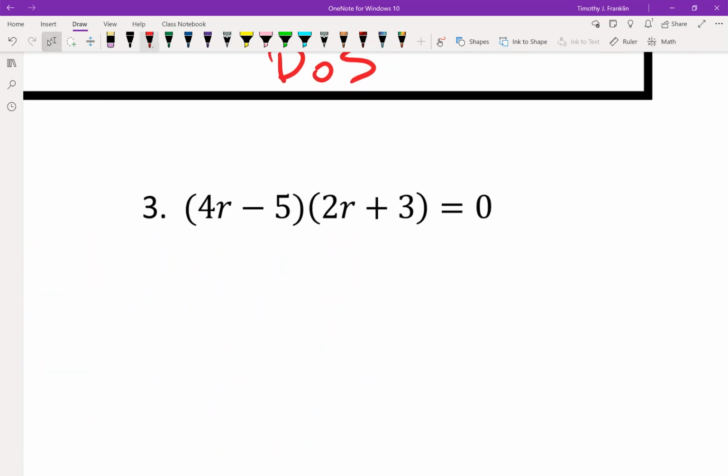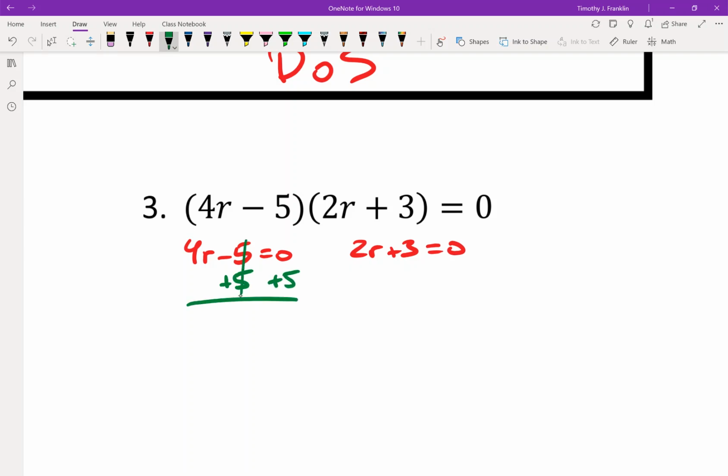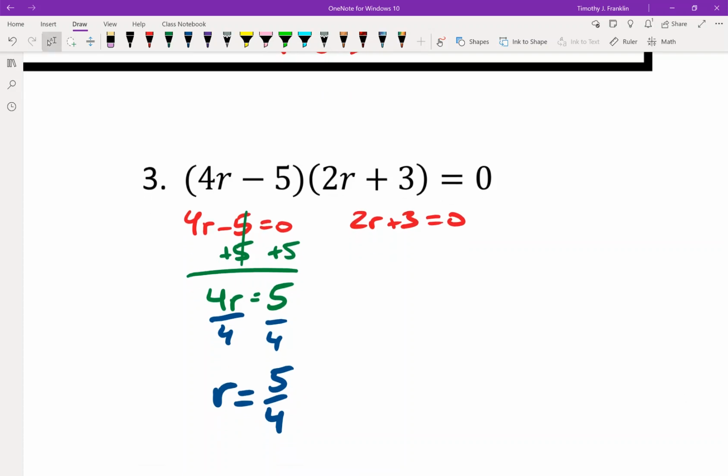Number 3, set these equal to 0 and solve, because again it is already factored. So 4r minus 5 equals 0 and 2r plus 3 equals 0. We're going to add 5 to both sides. 4r equals 5. And then divide. We get the fraction 5 over 4. And I would recommend just leaving the improper fraction. There's really no need to change it to a mixed number or a decimal. We can't reduce it. We can't simplify. Just leave it alone.